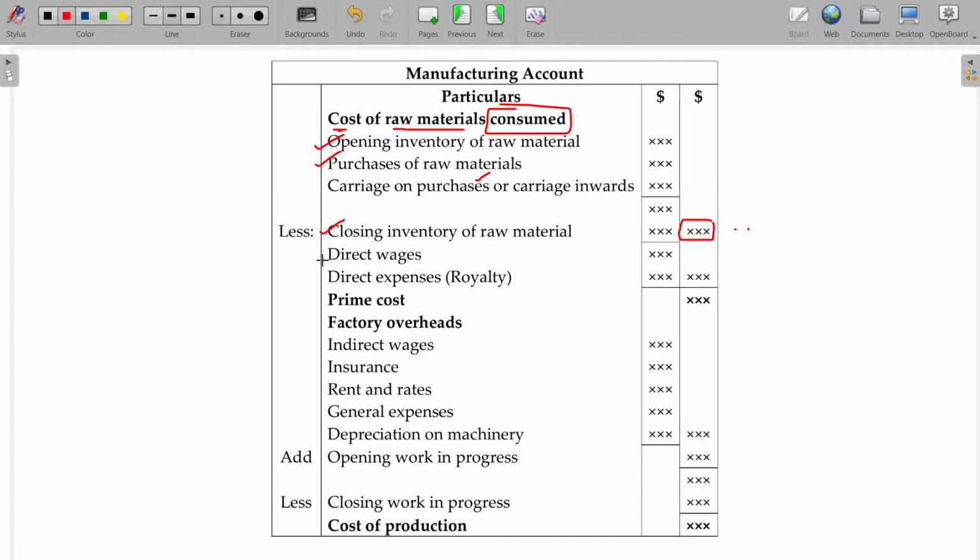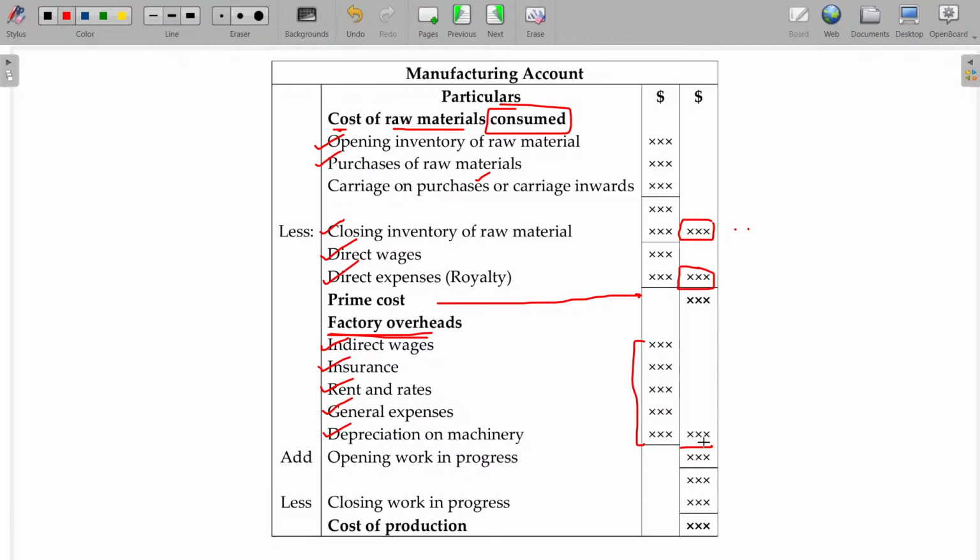With that, direct wages and direct expenses. To manufacture, sometimes other than material and wages, we also need to spend money, like royalty. That will also form part of the cost. If you add up all these things, that is called primary cost, named prime cost. With that, production overhead or expenses incurred in the factory will be added. Those are indirect wages, insurance of machines, rent and rates for the factory or machines, general expenses related to the factory, and depreciation related to the machinery. All these are considered factory overheads.